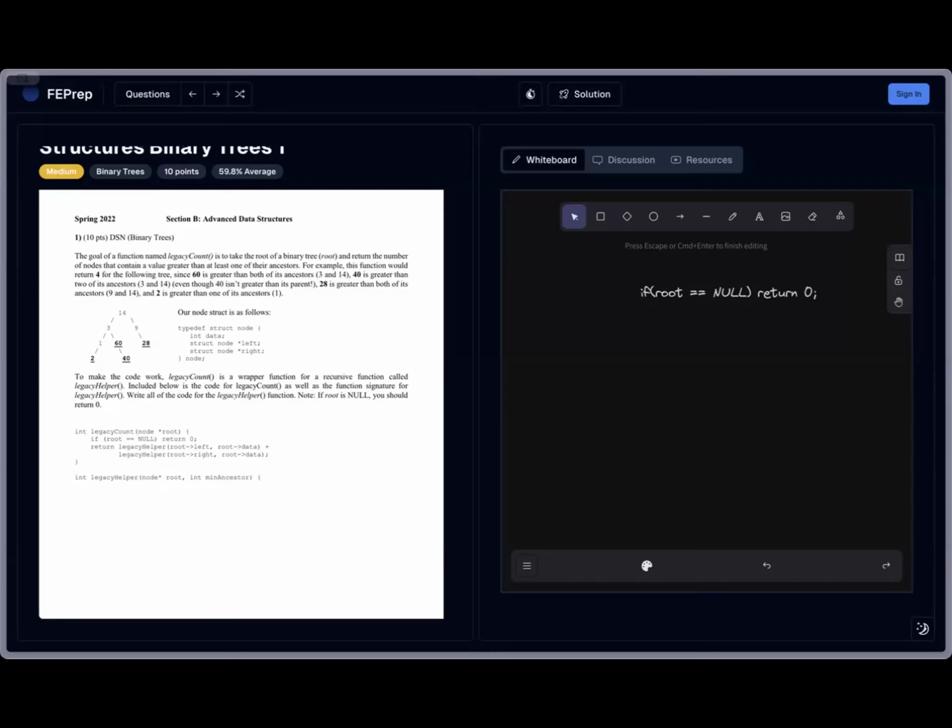Is bigger than, yep, perfect. So we'll go ahead and check that. If root's data is greater than min ancestor, what do you think we're going to be doing within this if statement? I'm letting you guys lead, and I'll tell you if it's wrong or not. I'm going to put our collective brains together for this one. Return 1 plus the recursive calls again. Perfect. All right. Let's go ahead and do that.